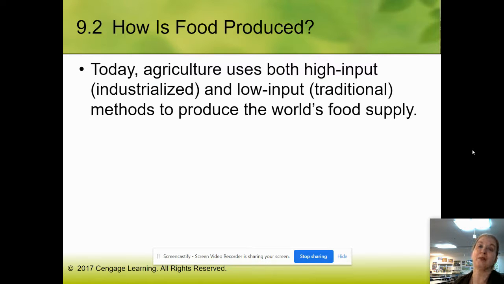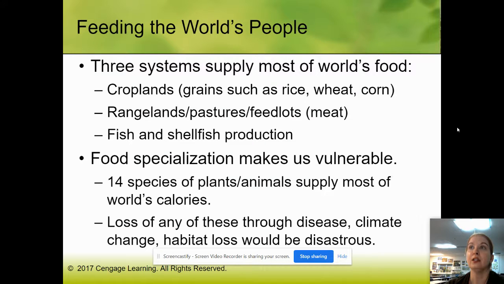Welcome to Chapter 9, Environmental Science Notes, Section 2: How is Food Produced? So think about where your food comes from. Today, agriculture uses both high input or industrialized farms and low input, your traditional local farms, methods to produce the world's food supply. So we have three systems that supply most of the world's food.